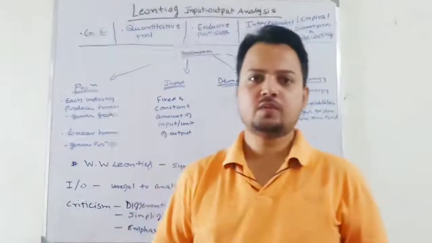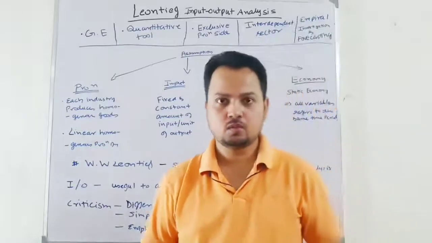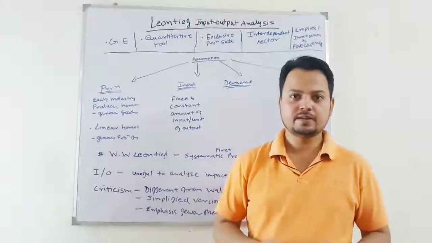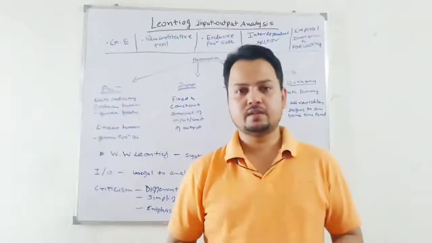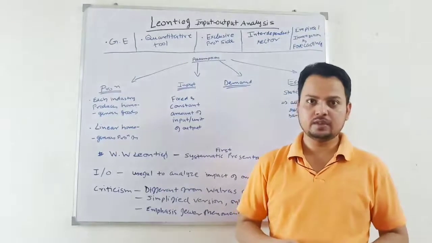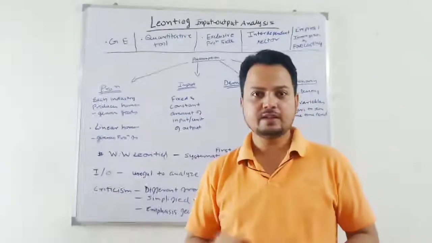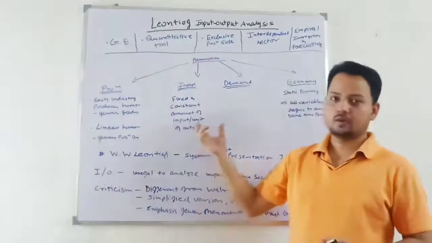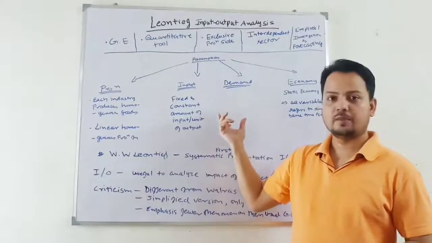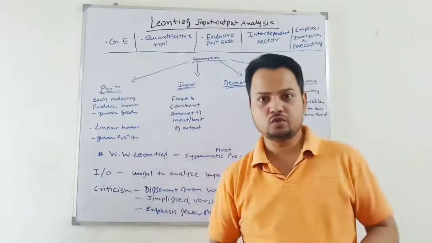So in this lecture, we will do Leontief input-output analysis. Most of you have done partial equilibrium analysis and general equilibrium analysis. In partial equilibrium analysis, we look at a single market, so each market is independent of the other markets. But in general equilibrium, we look at all the markets together. When we have equilibrium in all the markets, we say that the economy has achieved general equilibrium.